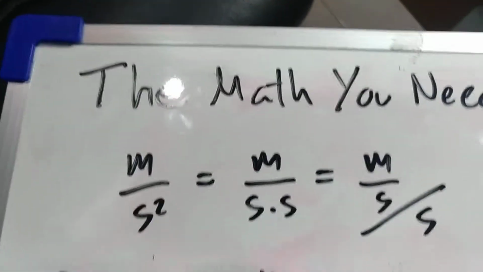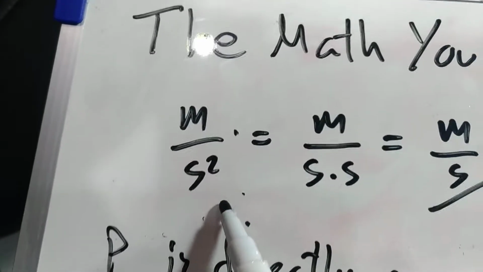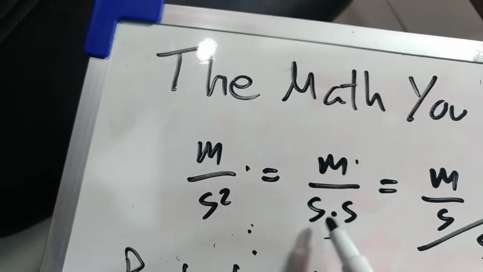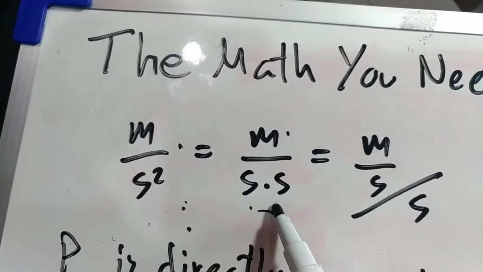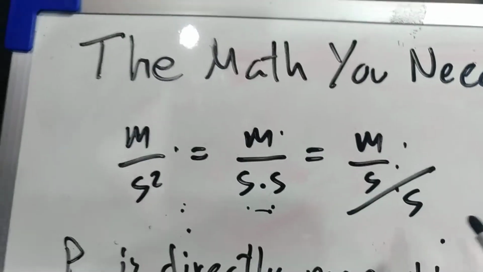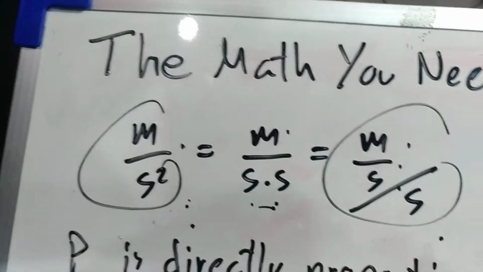All right. Let's apply this to physics. So meter per second square, as you all know, that's acceleration. You break it down. It's actually meter over second times second, which is meter over second over second. So they're all equal. That's how we use algebra to understand physics.